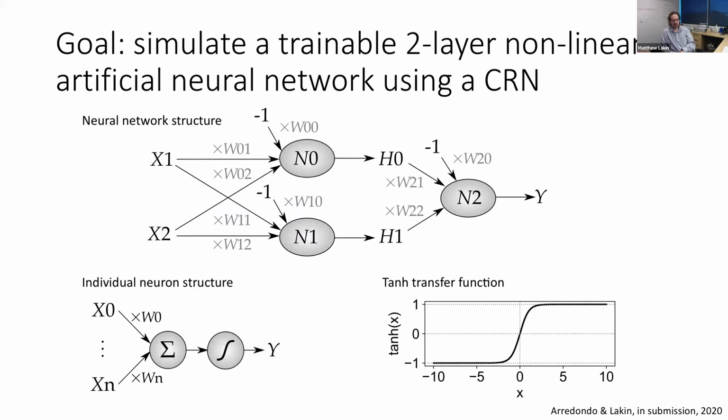So this is an example of a neural network. We have some inputs, X1 and X2. These then feed into neurons in this hidden layer with weights. The outputs from these neurons are then fed into the output neuron M2, which produces some output signal. And then each of these individual neurons, N0, N1, N2, look something like this. They have some number of inputs, in this case 3 for each of them, that are weighted and summed and then passed through a nonlinear transfer function. In this work, we implemented the hyperbolic tangent, tanh, transfer function, which looks like this. It essentially squashes the input range into the output range -1 to +1.